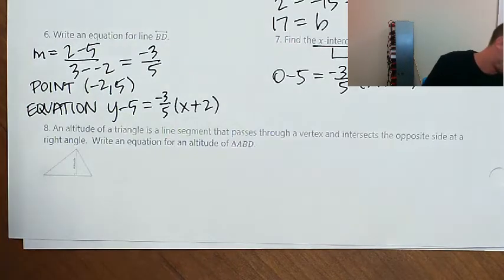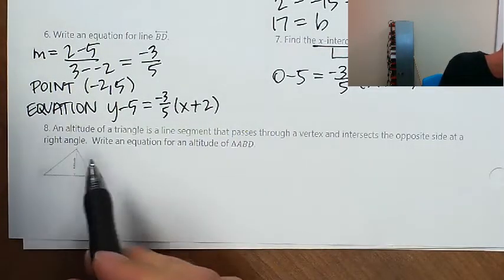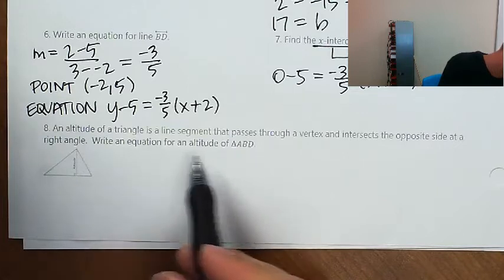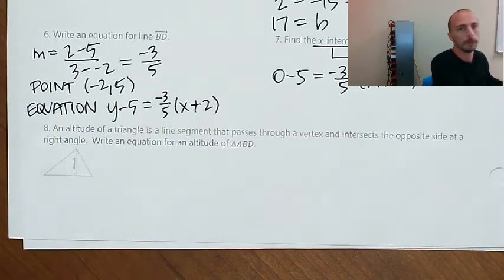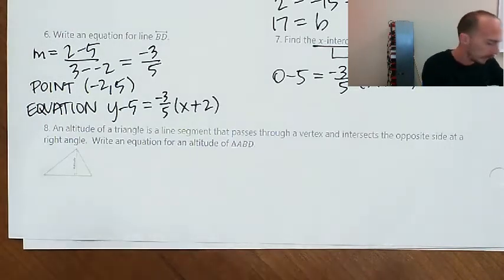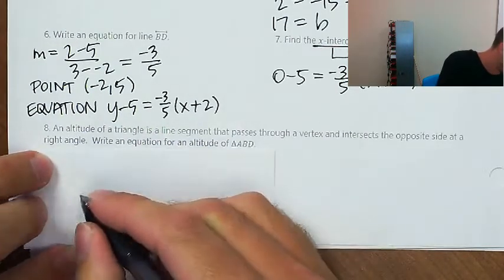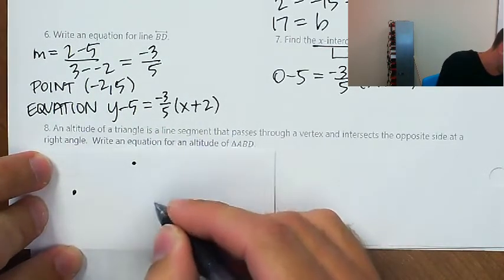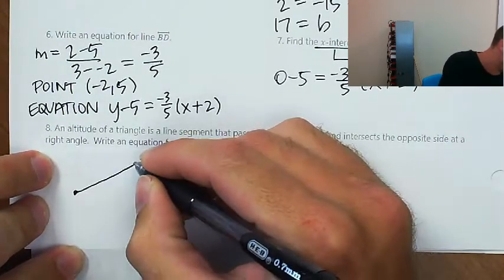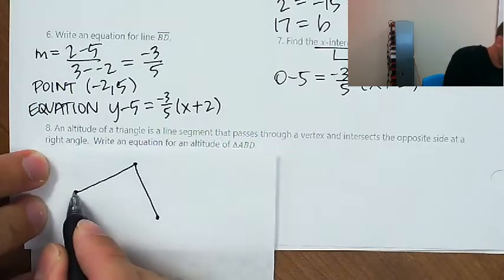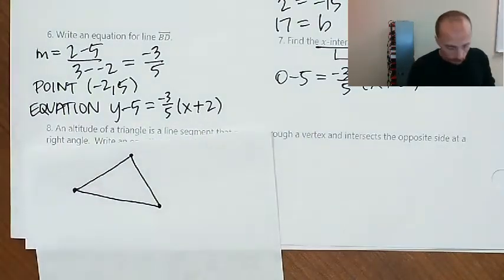Okay. So an altitude of a triangle is a line segment that passes through a vertex and intersects the opposite side at a right angle. And we're going to write an equation for an altitude of triangle ABD. That sounds like something's going to need more paper as well. Okay. So I'm going to draw ABD. Okay, this is the one that we determined was not a right triangle. So I don't have to worry about one of the altitudes just being one of the sides.